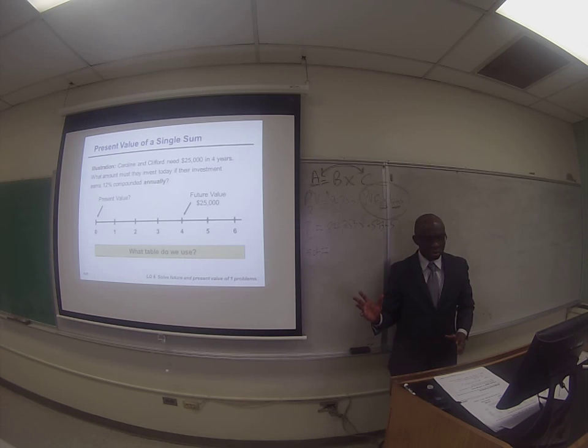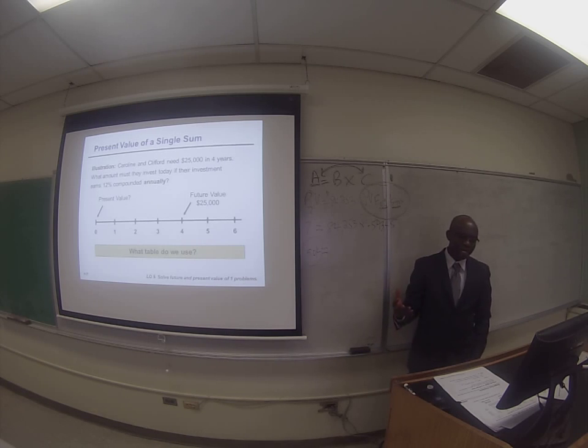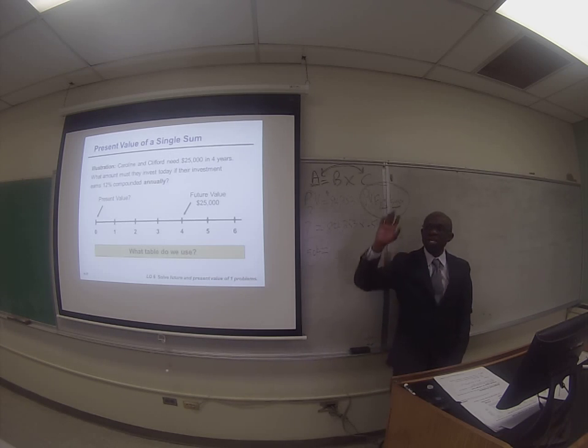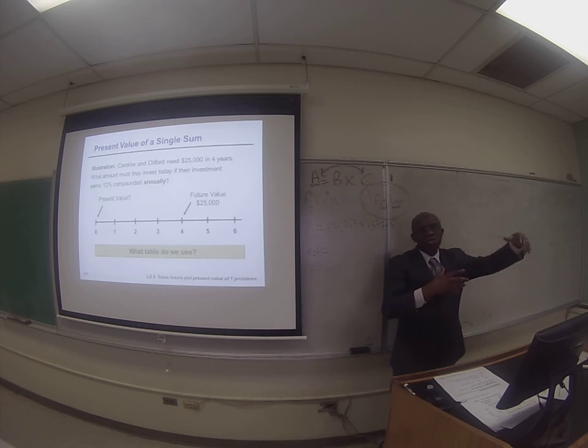This couple needs $25,000 in 4 years. What amount must they invest today if their investment earns 12% compounded annually? The $25,000 is what they need in 4 years, so that $25,000 is the future amount. If we have the future amount, obviously the unknown will be the present value. What is the present value?